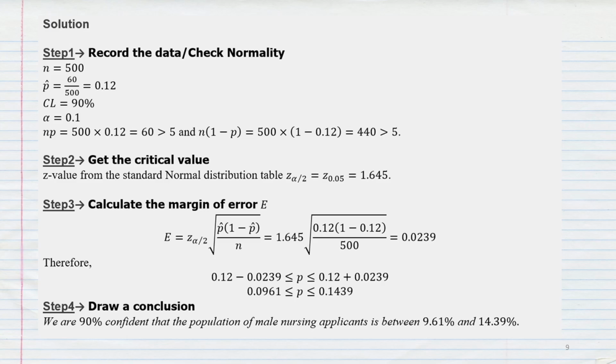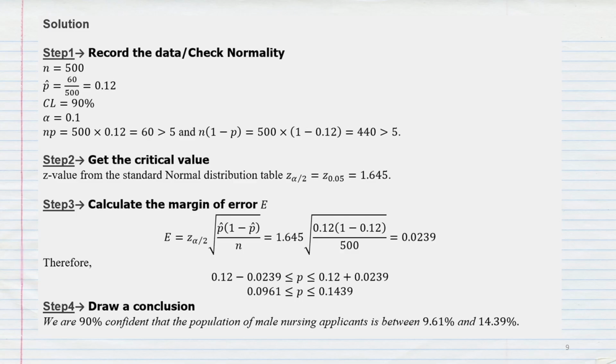From the problem statement, we have a sample of 60 men having a proportion of 0.12. The product of the sample size and the proportion of men, np, is more than 5, and n(1 minus p) is more than 5 as well.